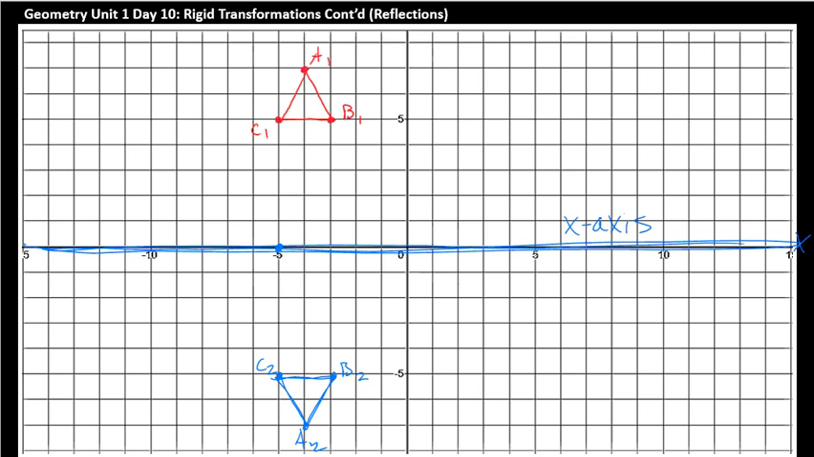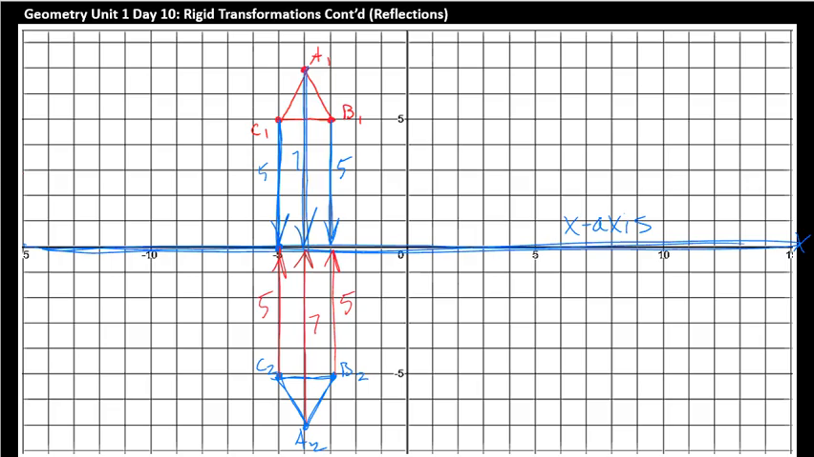And this is important. What I maintained when I reflected was how far each vertex was from my line of reflection. So my C1 was 5 away, A1 is 7 away, and B1 was a distance of 5 also. So when I do my reflection, I have to maintain those same distances. So A2 is 7 away, B2 is also 5, and C2 is also 5.